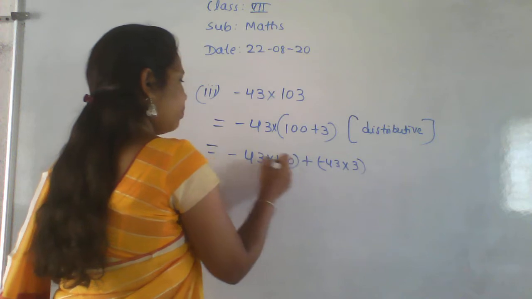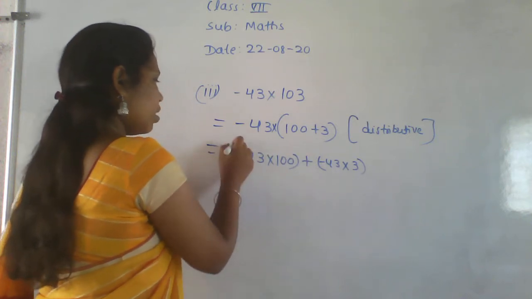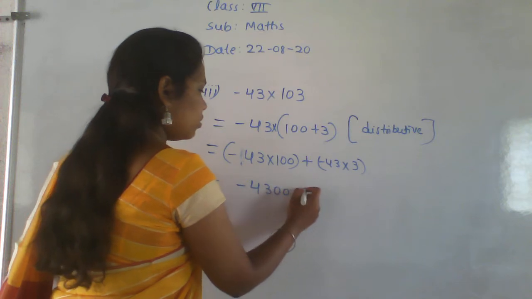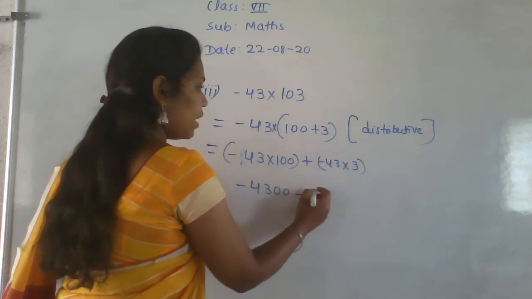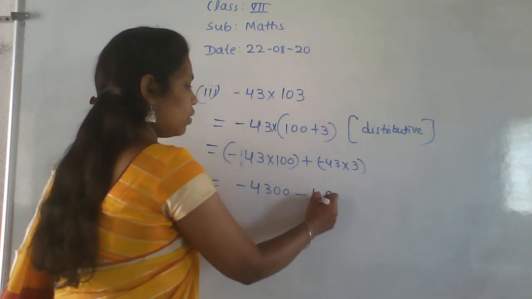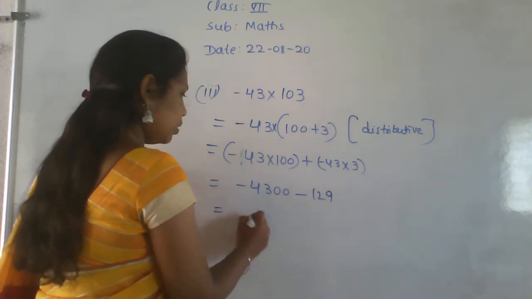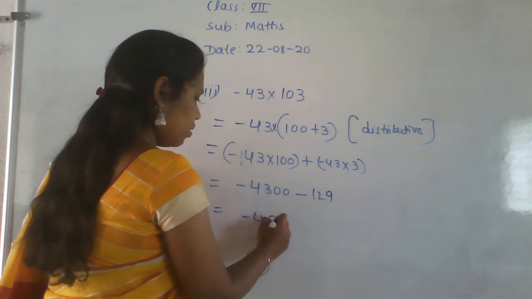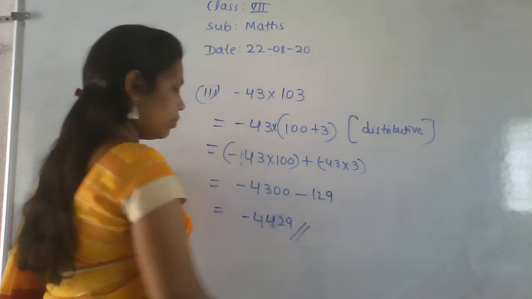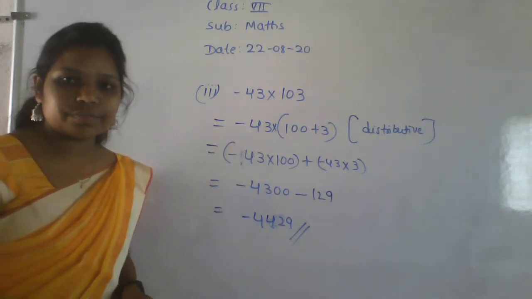Okay. So now this is minus 4300. Here again minus 43 3s are: 3 3s are 9, 3 4s are 12. Now add these two, that is minus 4429. This is the answer.